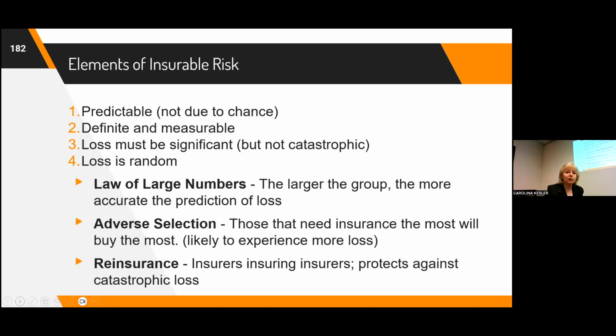Reinsurance, insurers insuring insurers. Every insurance company has a reinsurer. It's the law. Ours, I'm guessing, would be AIG. I don't know, but I know we do a lot of business with them. So I'm guessing they're our reinsurer. So that means we pay them a premium.